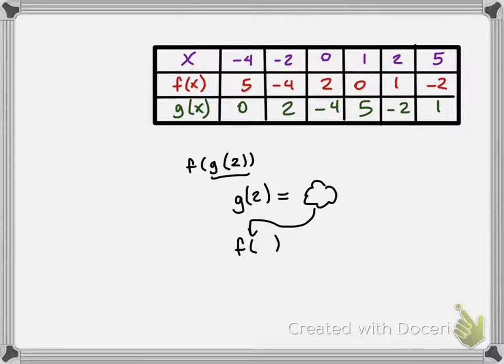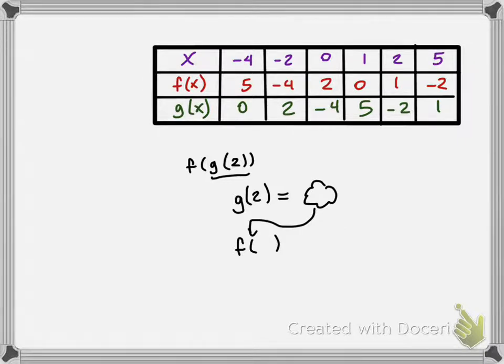In this table, I've color-coded it so you could have a better idea of what we're looking at, because this apparently was confusing as well. You notice the top row is all purple, that's your x. Those are all your x values. F of x in red, that's the value of your function if you plug in the purple value. So like in the first column, f of negative 4 would be 5.